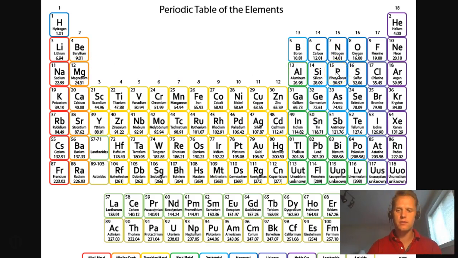How many valence electrons does it have? Well, the answer is 5 because it's in group 15 or group 5. Also, you can say that it has 3 shells because it's in the third period. Left to right is third period.